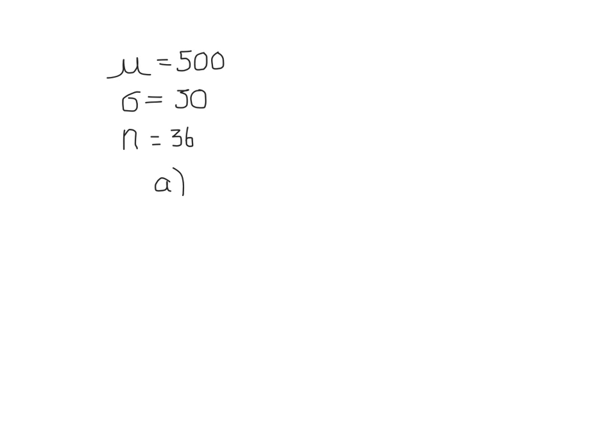Well, we know that what's being created is what's known as the sampling distribution for sample means. And we have learned that the sampling distribution for sample means will be centered at the true population mean. So they're asking for the mean of all the sample means, and that should be equal to 500 in this case.